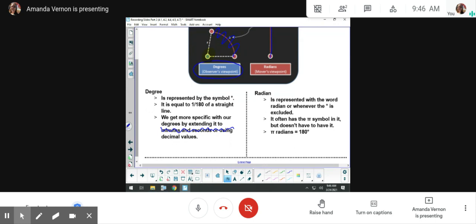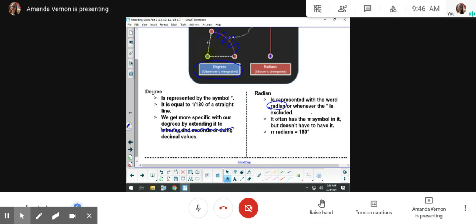A radian measurement, again, is the mover's viewpoint. So it's like if you're walking around the angle, what would you see there? Now, with a radian measurement, we're always going to use the word radian, or we'll exclude the degree symbol. So if the degree symbol is not listed, we're going to assume that that is in radians.